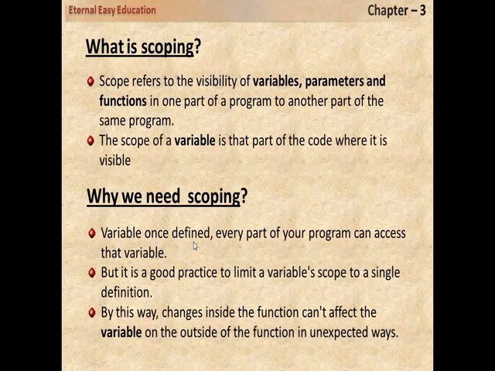Once a variable is defined, every part of your program can access that variable. That means a variable in the first line can be accessed in the last line of the program. That is normal. But it is a good practice to limit a variable's scope to a single definition. That means having a limitation in the accessibility of the variable is a good practice in programming style. This way, changes inside the function cannot affect the variable outside of the function in unexpected ways.